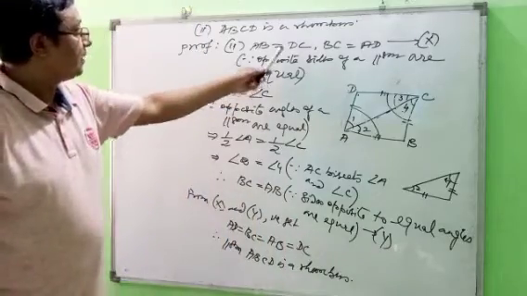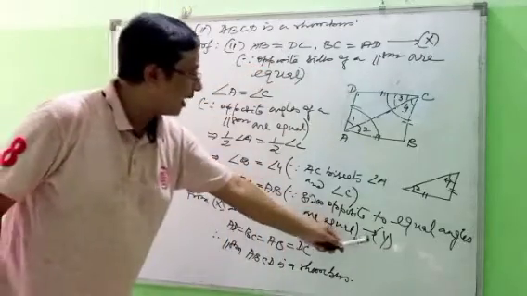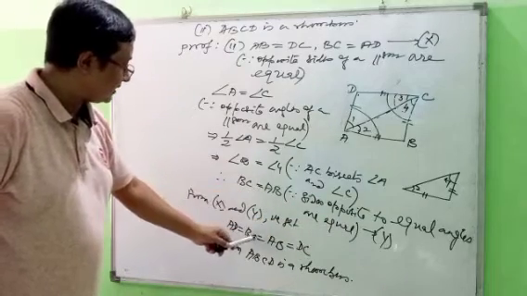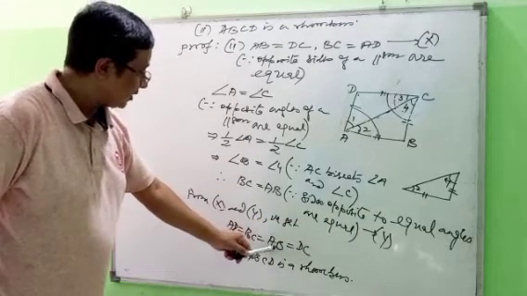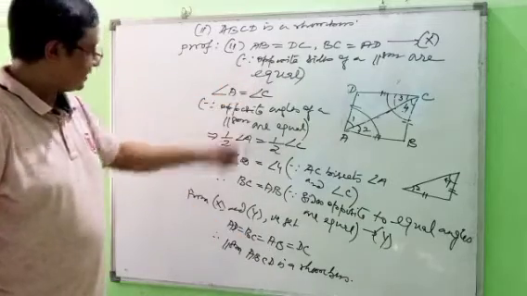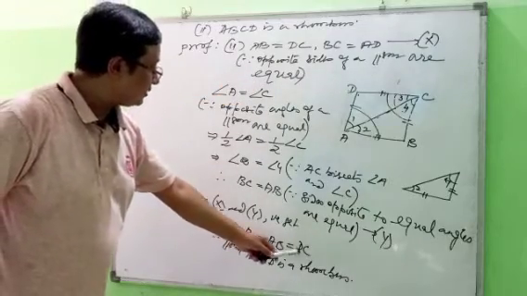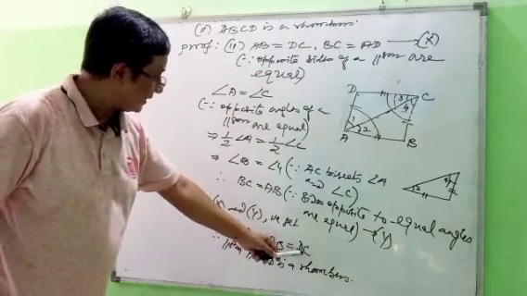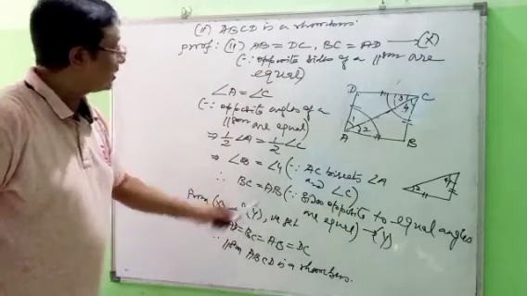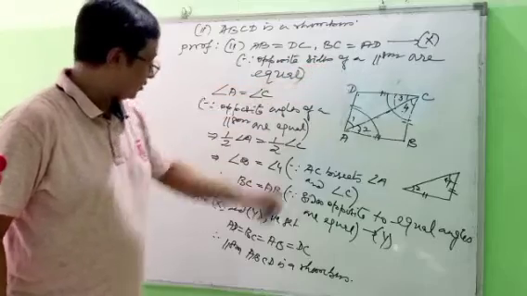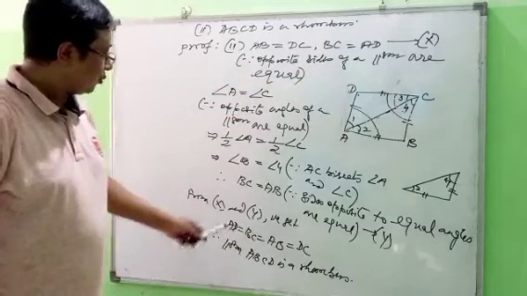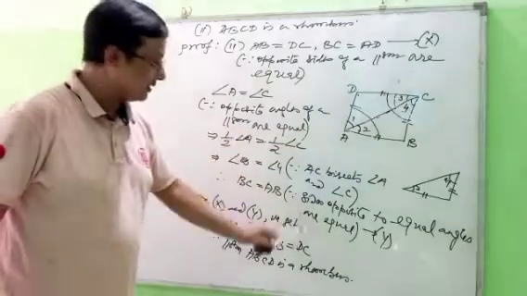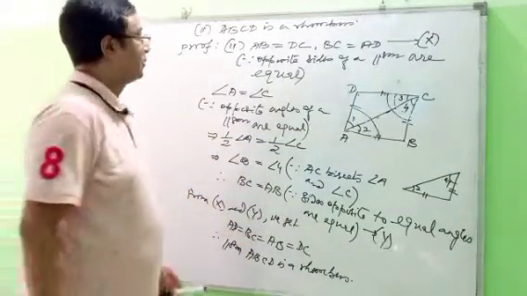Now you compare equation x and y. From y you have got BC equals AB. But given that AB equals DC, then BC equals AD. So you got all the four sides equal. Thus the given parallelogram is a rhombus.